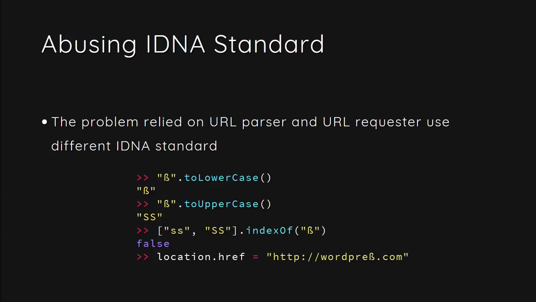A very fun example is the Latin letter small sharp s. This is a JavaScript example you can run on your browsers. You can see the symbol in lowercase is the same as itself. But in uppercase, it becomes the double capital S. And the redirection in browsers will go to wordpress.com. This is very useful when breaking some blacklist, and we will give a real case study later.